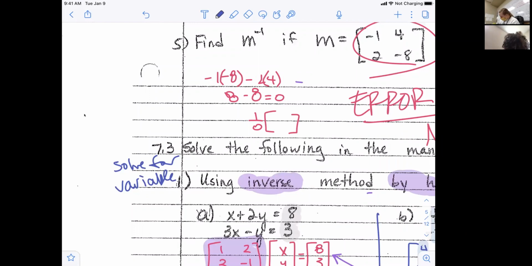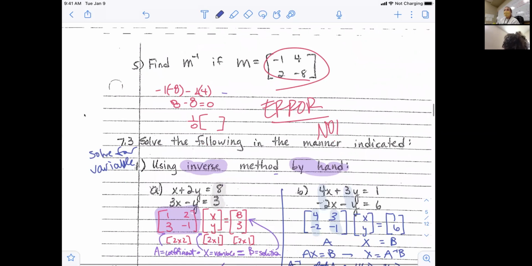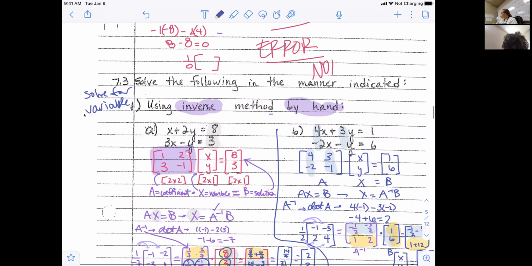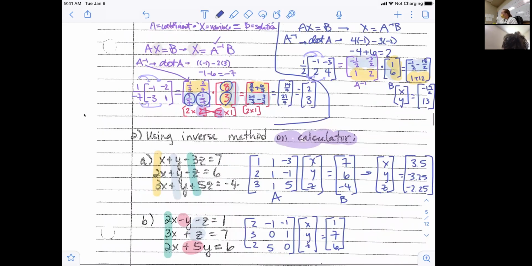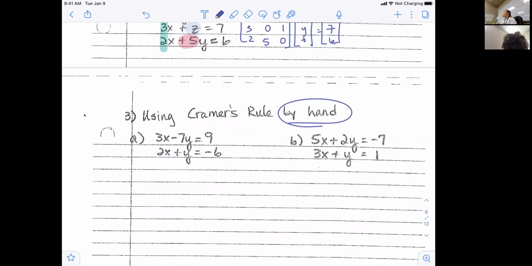7.3 yesterday, we learned about the inverse method, doing that by hand, and then I also showed you how to do that on the calculator, so you can do it both ways. That was how we solve for x and y. We're learning two new things today that are also solving for x and y and z and w and a and b, whatever variables that we have. So the inverse method was one way. The next way is something called Cramer's rule, and then this is also by hand.